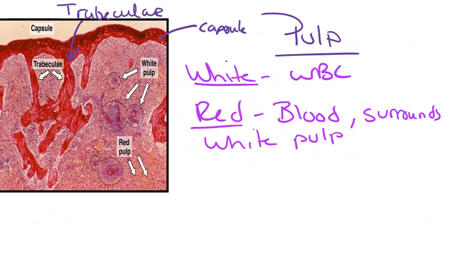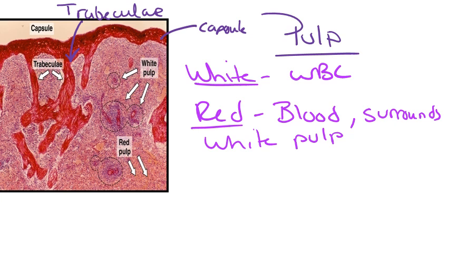Not so much. If we're going off of our outer cortex and medulla, we could kind of swing that. But here you're going to see differences in stain. So you're going to see white pulp and red pulp. You're going to see these areas where we're going to have our lymphocytes that are surrounding our vessels.